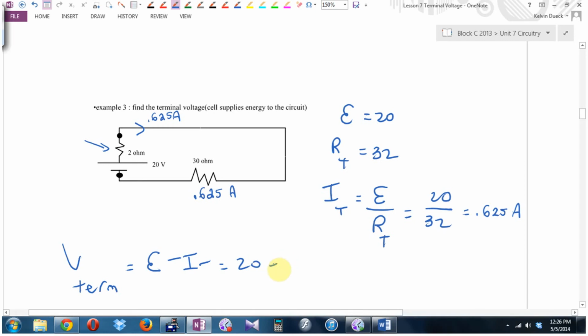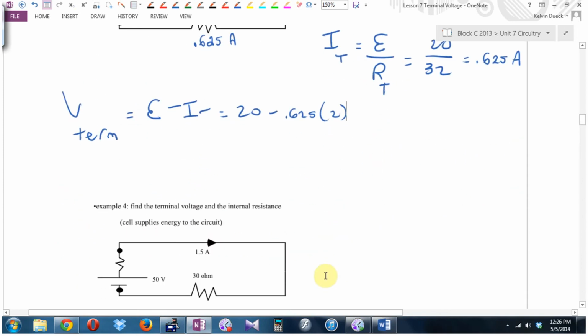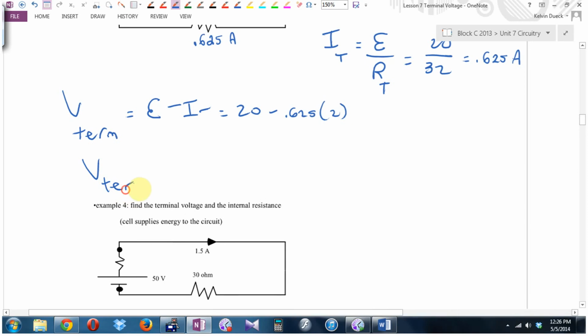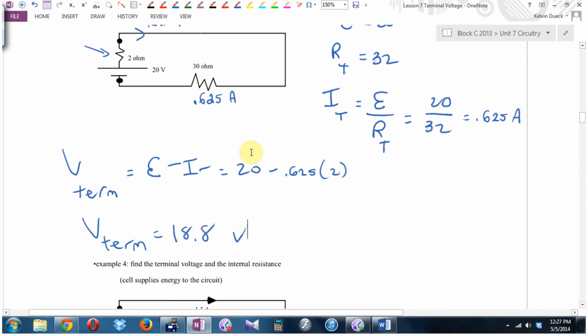Minus the terminal voltage in this case is 0.625 times 2. Looks like the terminal voltage is 18.8 volts. I'll go to 3 sig figs. But again, had I known the voltage here, I could have just assumed that was the terminal voltage because that's the only ski hill that we went down.